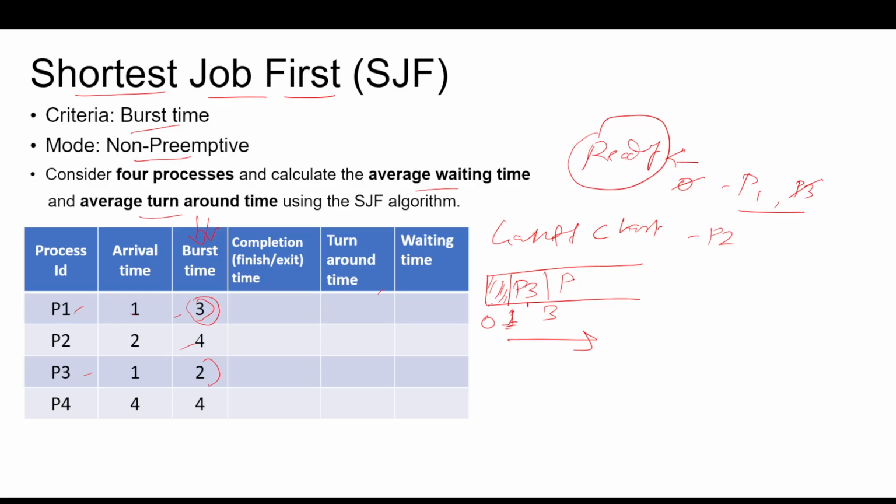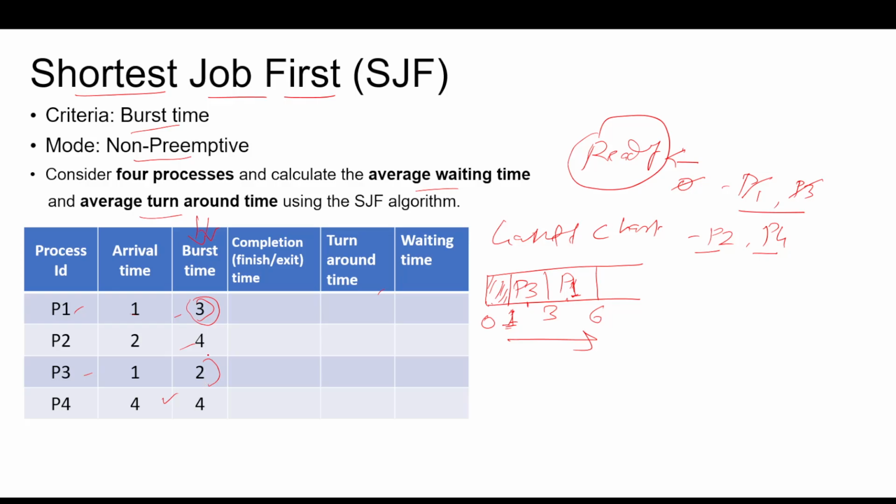So P1 will be executed for 3 units, because the mode is non-preemption. Non-preemption means complete execution of that process. For P1 it's 3 units, so 3 plus 3 is 6. Now P1 is done, and P2 is already in the ready state. Is there any new process that arrived? Yes, P4 has also arrived, somewhere between 3 and 6. So in the ready state we have P2 as well as P4.